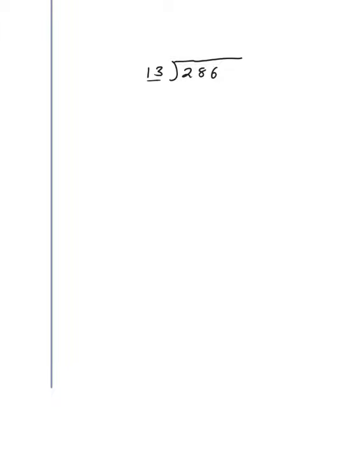Now what I'm going to do is create polynomials out of the 13. I'm going to call that 10 plus 3 instead of 13. And instead of 286, I'm going to change that to 200 plus 80 plus 6. So in a sense, we have the same thing, but it's expressed differently. It's expressed as a polynomial. So this is going to be simulating what you're going to be doing for polynomial division.